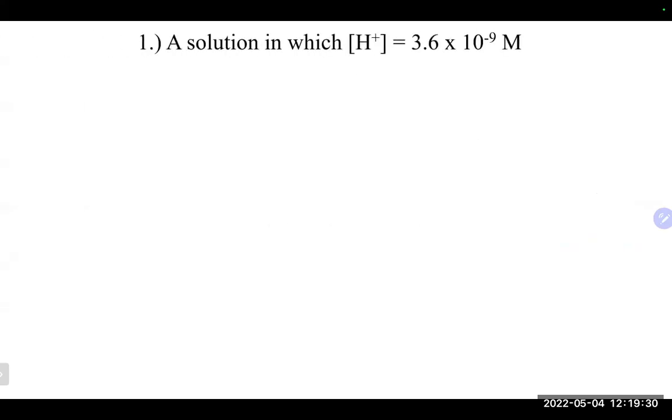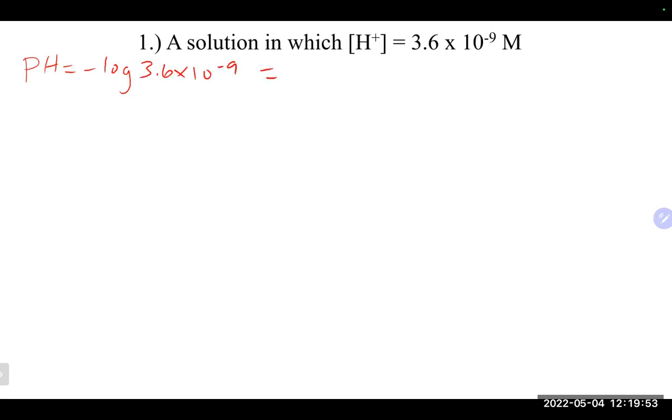All right, let's take a look at this first one here. So we have an H plus concentration of 3.6 times 10 to the minus 9. So really, since we're looking to solve for everything, we have two options. We could go into Kw to get the OH minus concentration. We obviously could go directly into the pH equation. So that is what I'm going to do, go directly into the pH: minus the log of 3.6 times 10 to the minus 9.